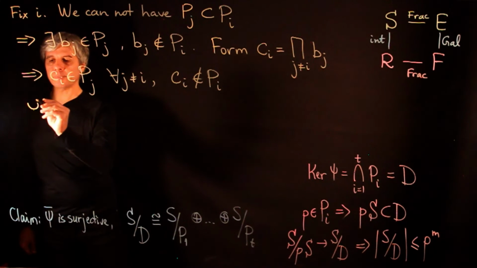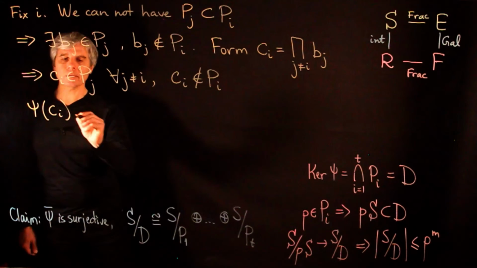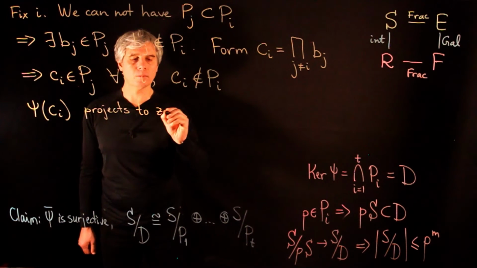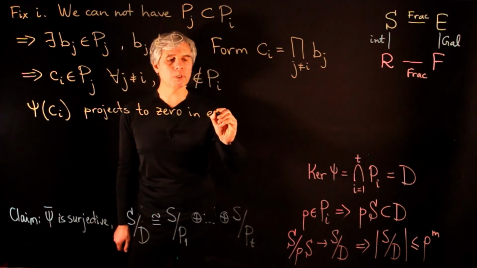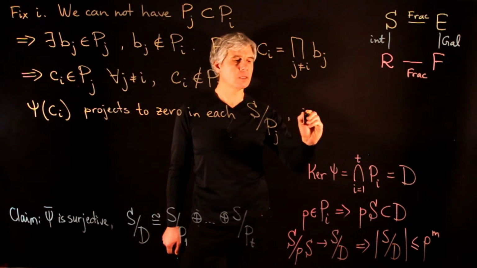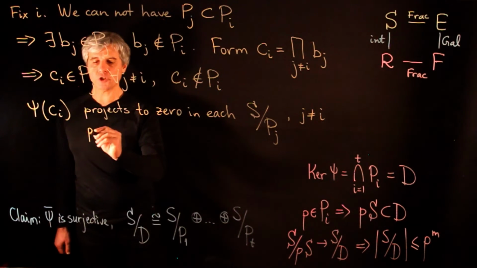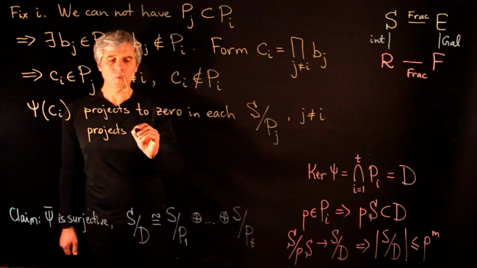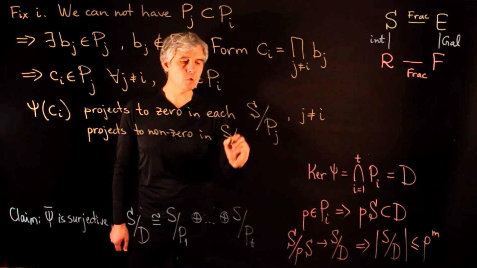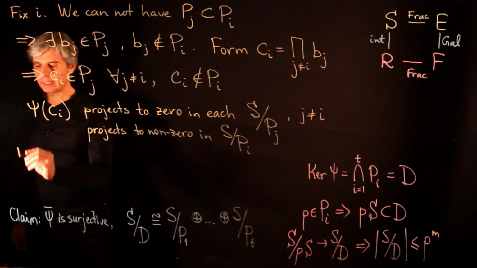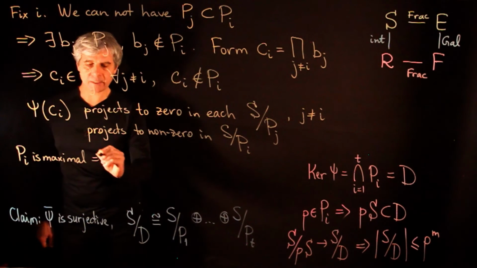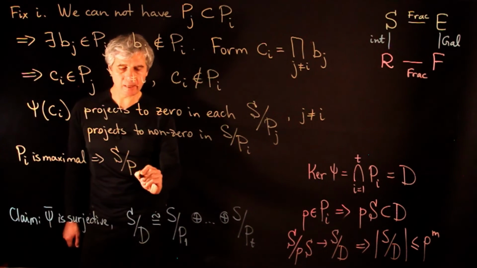Then if we look at Psi at Ci, we see that this projects to 0 in each component S quotient by Pj, where j is different from i, and projects to non-zero in S quotient by Pi. But the ideal Pi is maximal. So this tells us that the quotient S by Pi is a field.